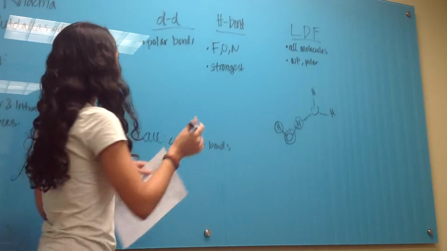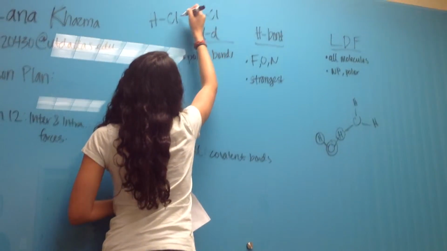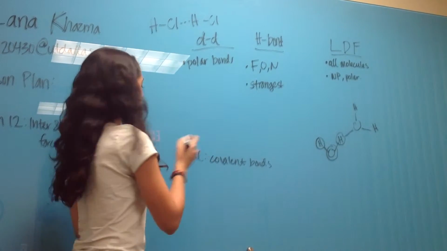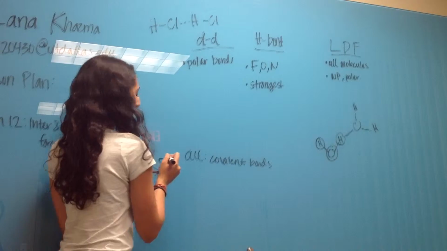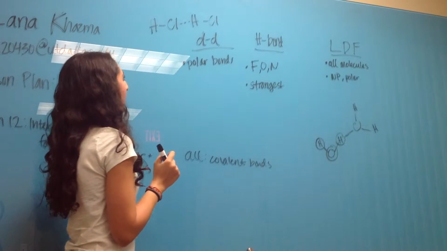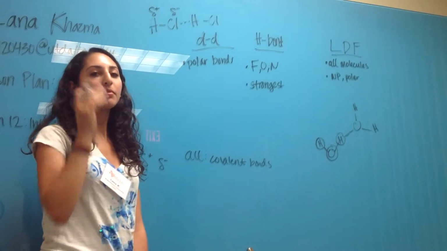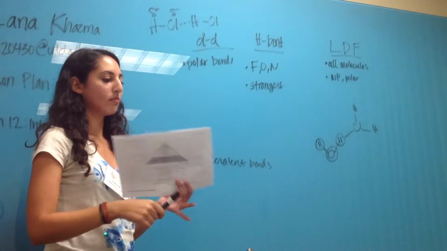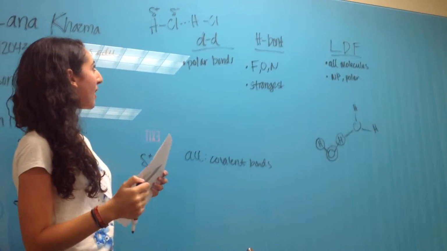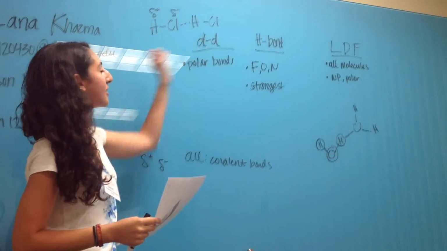Dipole-dipoles are polar molecules, like HCl and another HCl. Here's a dipole-dipole, because this is a polar molecule. How would I draw the partial charges? The partial positive would be on H. How do you know that? Hydrogen is positive in relation to chlorine because chlorine is very electronegative. It's taking its electron, stealing it.